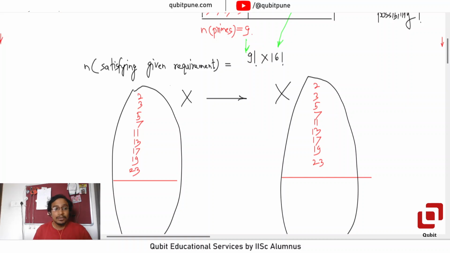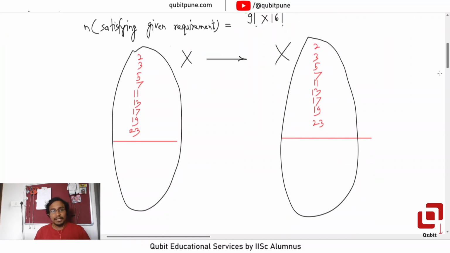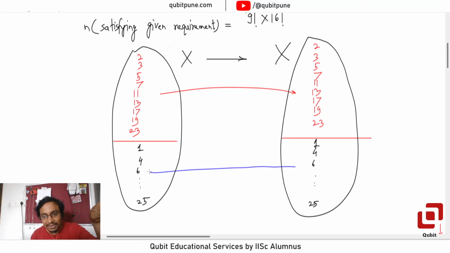Yeah, okay, which means for the remaining numbers, say 1, 4, 6 till 25, we have only these many options available, है ना? So it's like picking one function from this and one function from this. Understand?